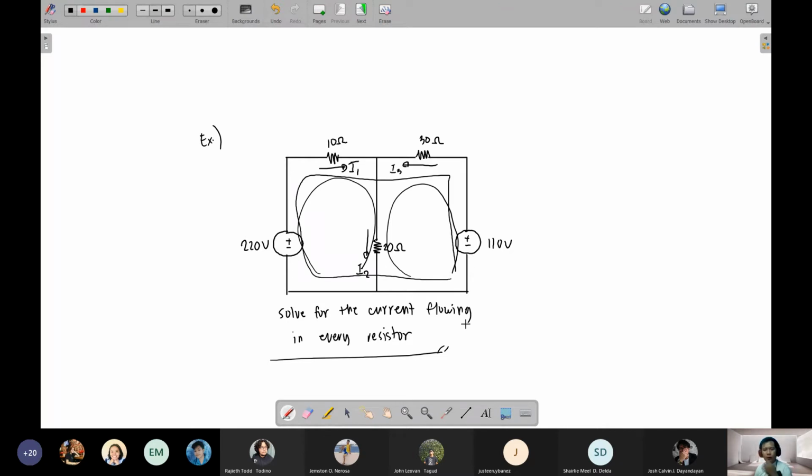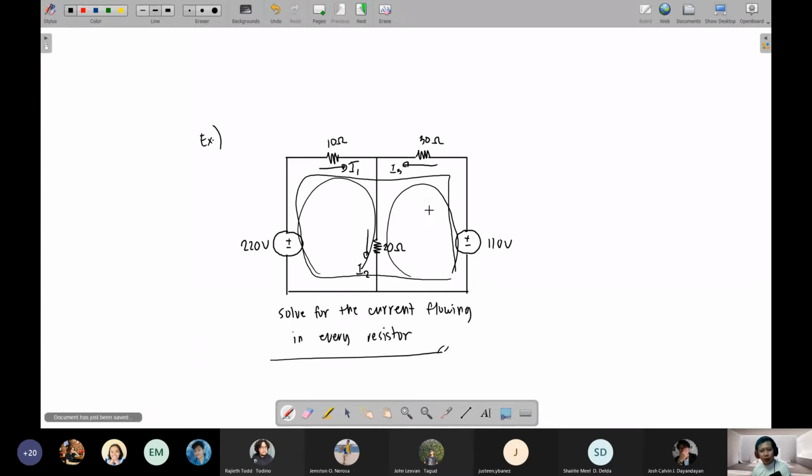Okay? But I'll give you a tip. As much as possible, avoid the big loop, usually called the super loop because it bypasses certain connections. So this is called a super loop. As much as possible, refrain from using a super loop. Okay, as much as possible.